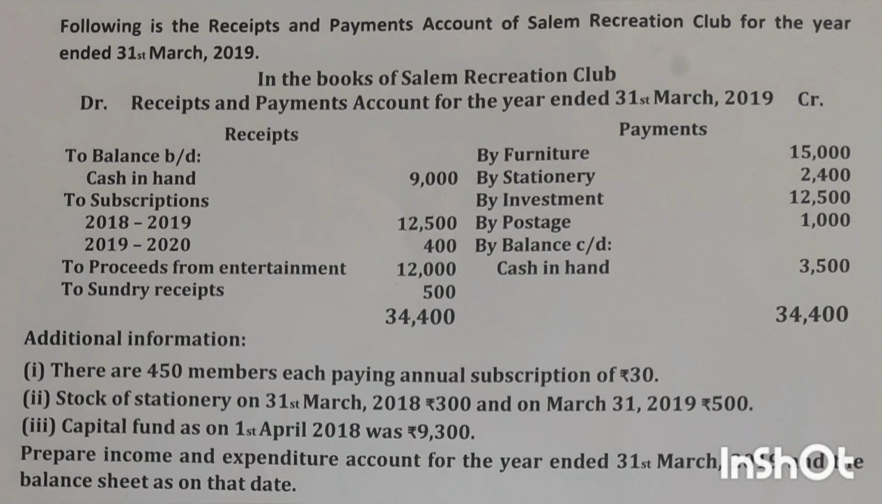And one more thing, the subscription given for 2019-20 is 400. This is not the current year subscription. This is the subscription received in advance. This is for the subsequent year or next year. This will not appear in the current year income and expenditure account. This will appear only in the current year balance sheet in the liability side. This would be treated as a liability until the due date arrives.